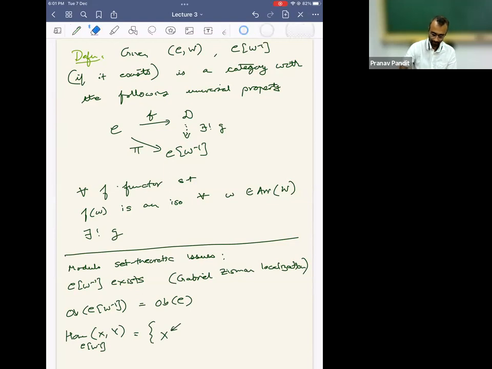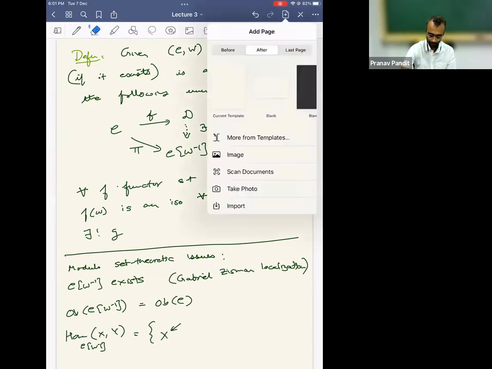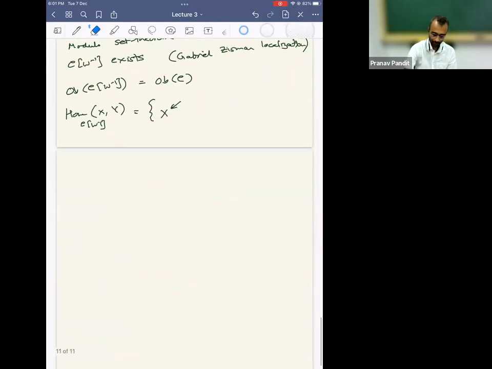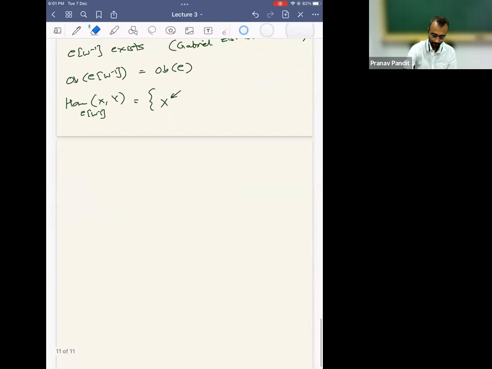Oh, maybe I should write this. A new page. So the objects are the same as the objects of C, and the morphisms, you're allowed backward morphisms as well as forward morphisms, and the backward morphisms have to be the ones that are invertible, because you're allowed to put them backwards because they're inverses of something that is pointing forward.